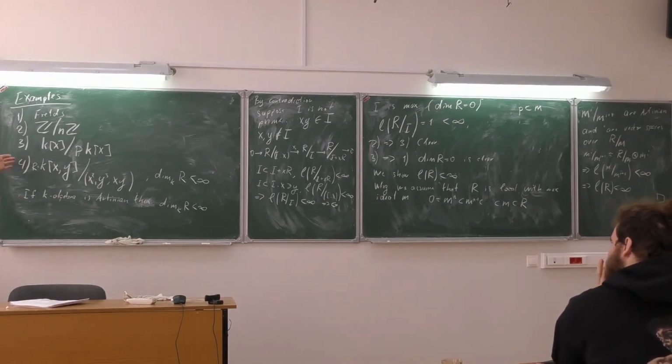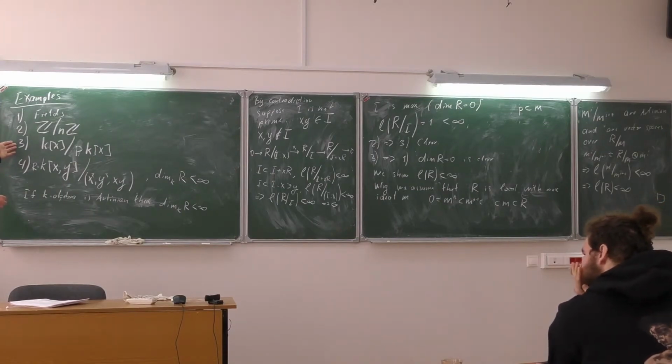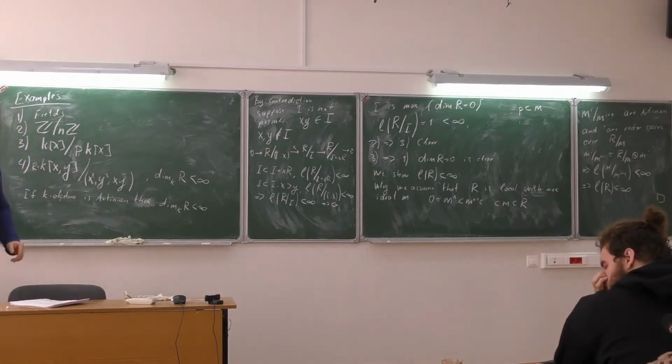And also I just want to mention that you can analyze example 3 using the same idea about finite dimension. As a vector space it is finite dimensional, and the dimension is equal to the degree of this polynomial. Okay, so that's the end of today's lecture.